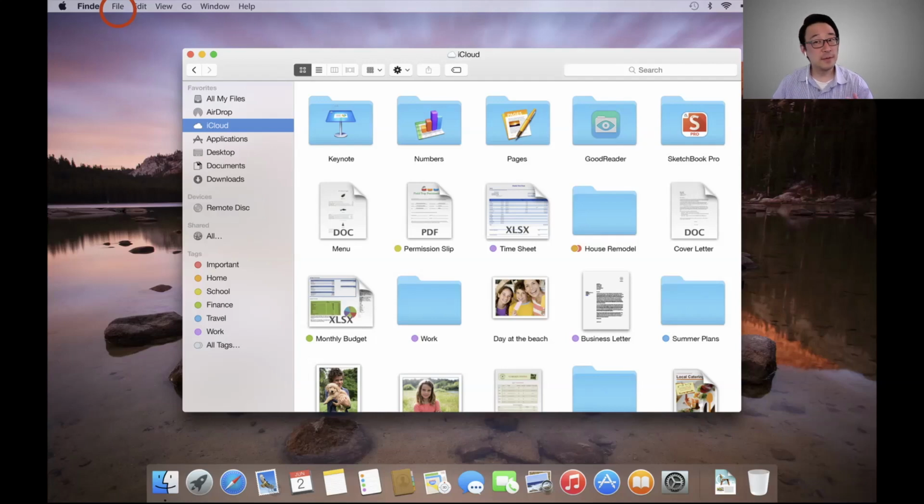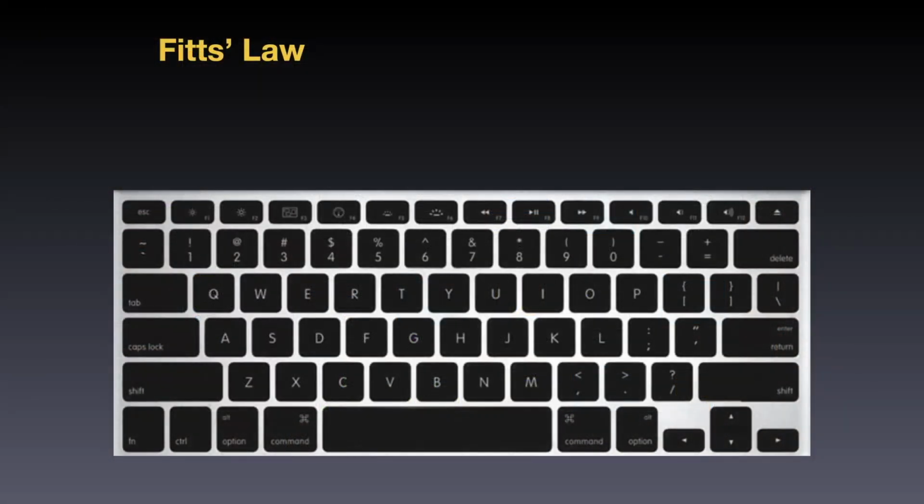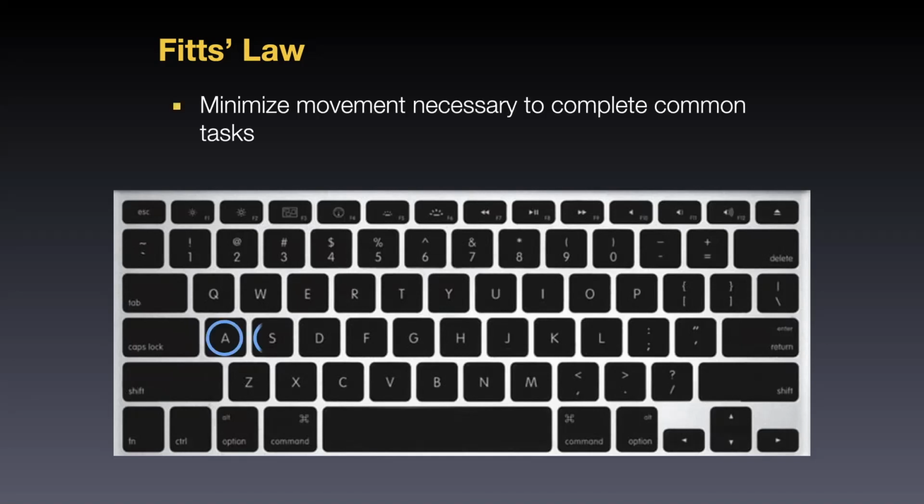So both are different applications of Fitts's law, leading users toward different behaviors. So let's think about this in terms of something you actually touch, like your keyboard. By Fitts's law, what you want to do is minimize the amount of movement it takes to complete certain, very common tasks.